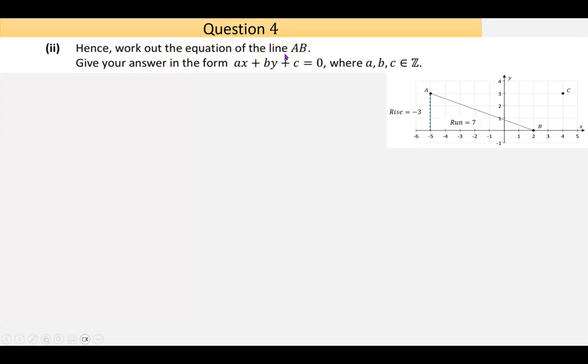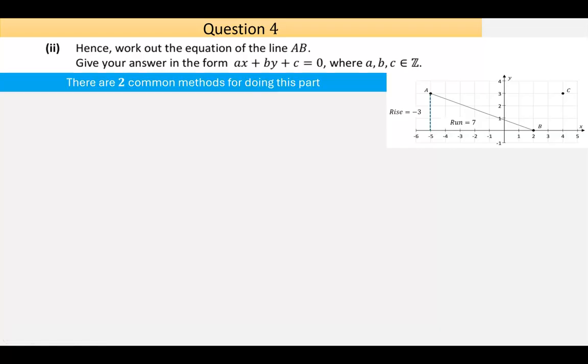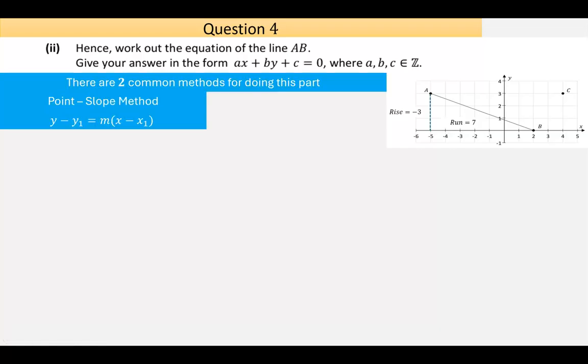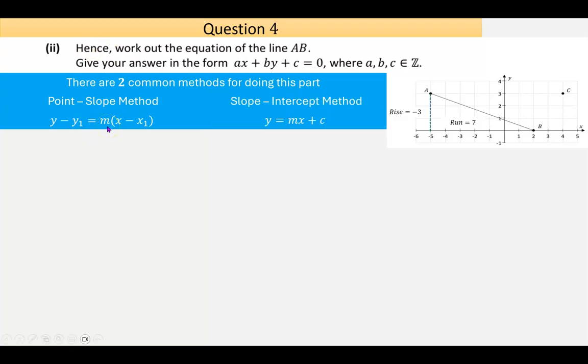Now, with coordinate geometry, or really any question, you should have the math tables ready. If you look for that word in that section or just in the math tables in the first few pages, you'll be able to find this formula. Now, there are two methods for doing this. The point slope method, which will have this formula, or the slope intercept method, which will have a slightly different formula. Now, the classic way of doing this would be the point slope method. So we'll detail that first.